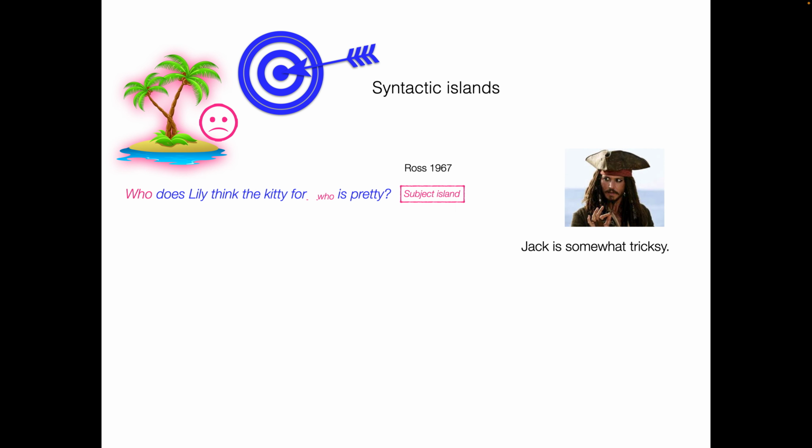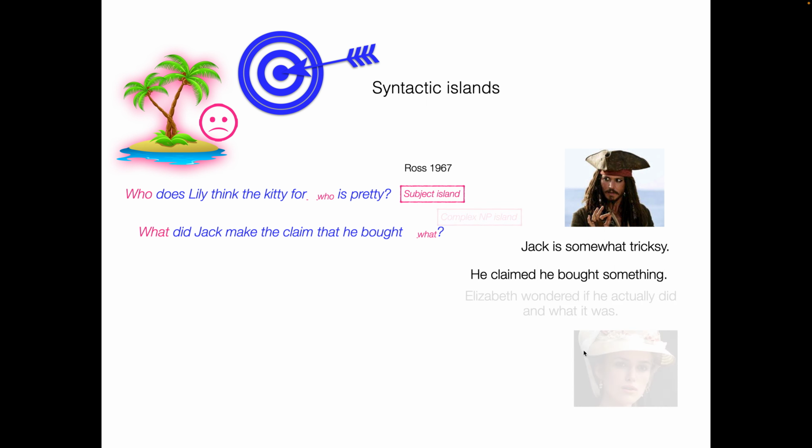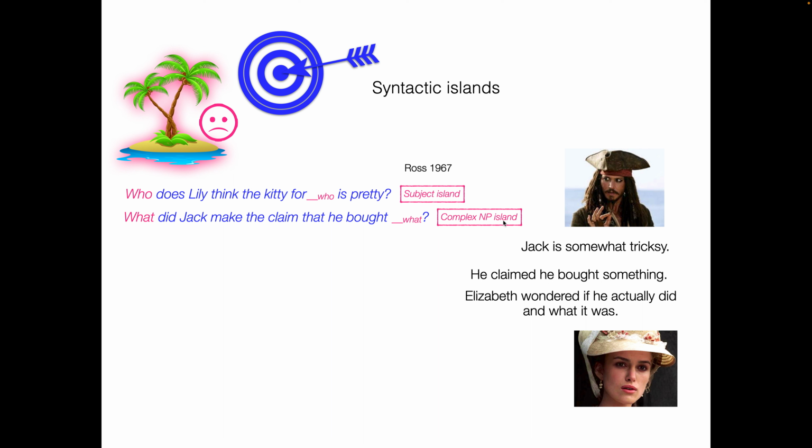Here's some other ones. So we have Captain Jack Sparrow. He's somewhat tricksy, and he claimed he bought something. We might want to ask about it. What did Jack make the claim that he bought? And that also, to most English speakers, feels kind of bad. That's been known as a complex noun phrase or complex NP island.